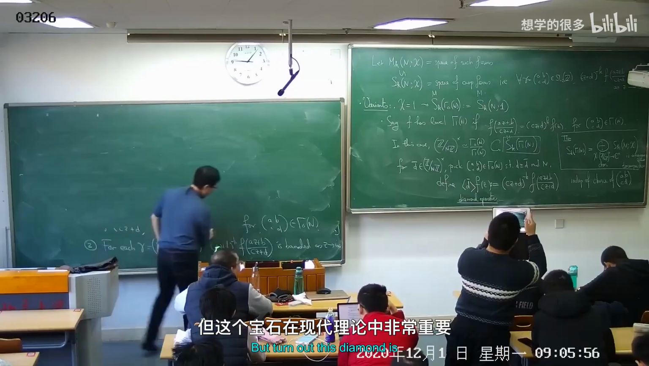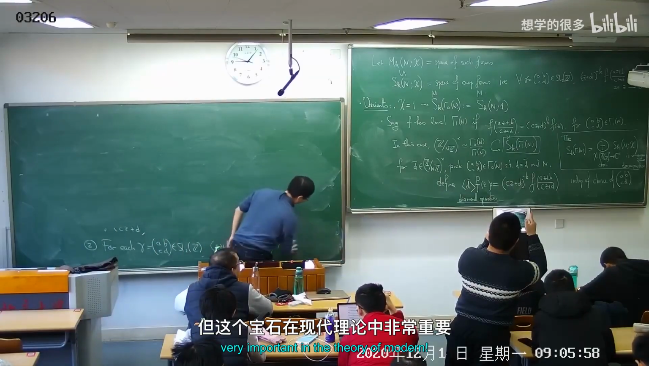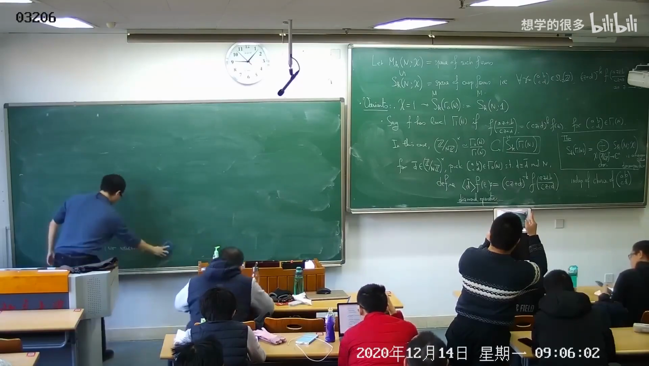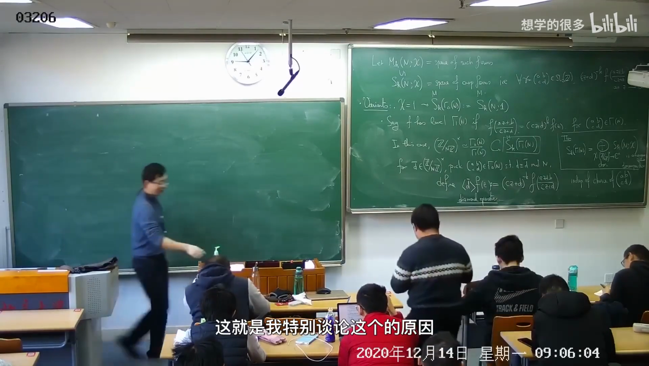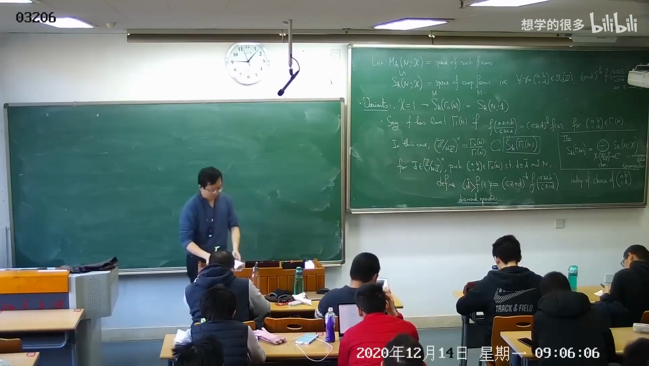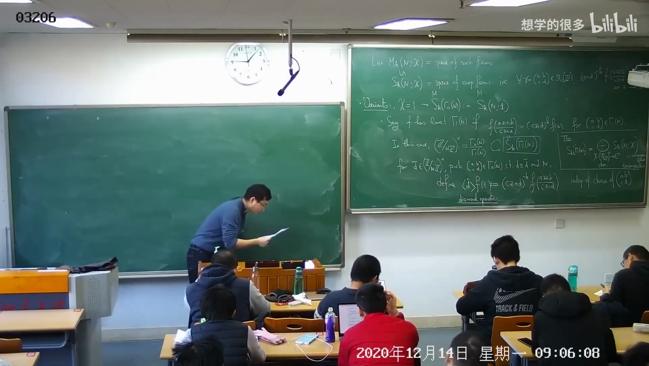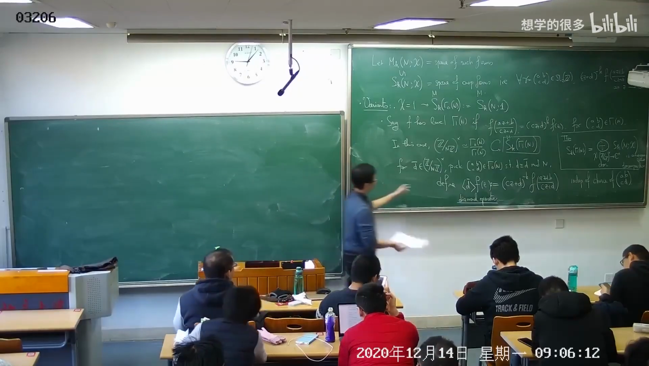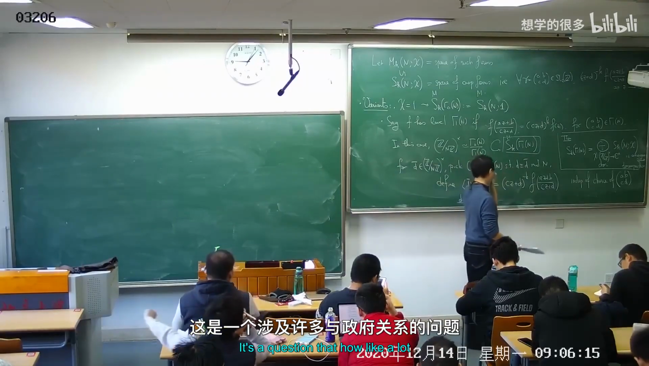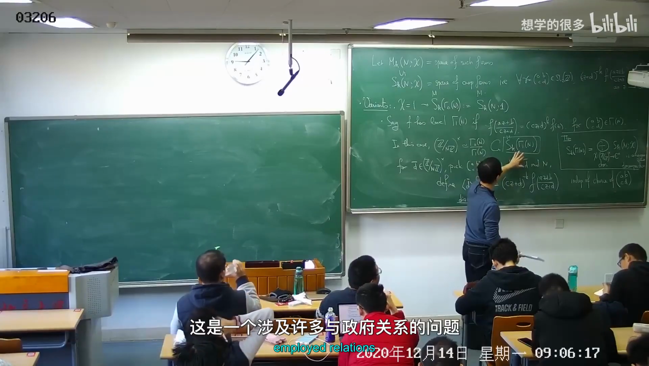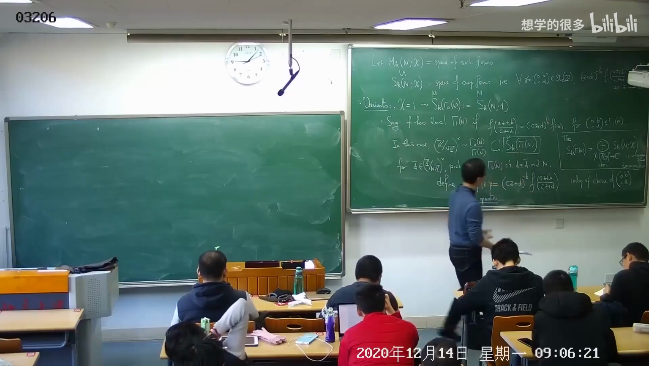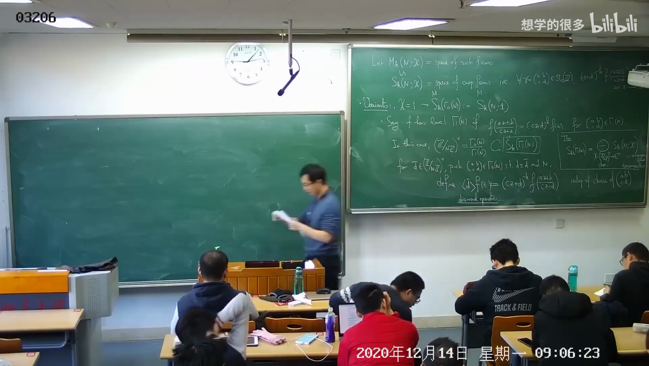But it turned out this diamond operator is very important in the theory of modularity. Turned out to be very useful. So that's why I particularly talk about this. Later on we talk about modularity lifting results. It's kind of interesting how I can also exploit the relation between Γ_0(N) and Γ_1(N). So that's how it gets used.